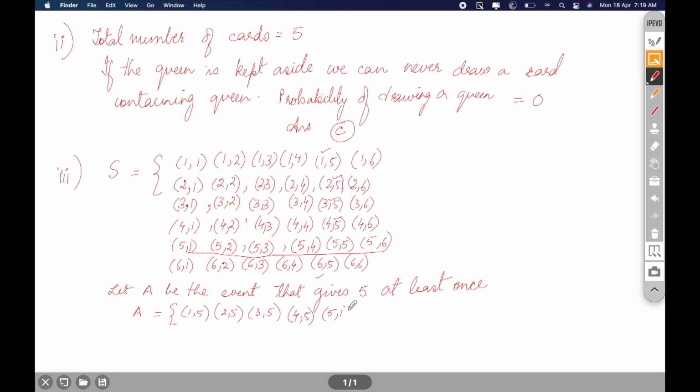Then comes 5,1; 5,2; 5,3; 5,4; 5,5; 5,6, and finally here we have 6,5. So how many elements here? 1, 2, 3, 4, 5, 6, 7, 8, 9, 10, 11. So the cardinal number of A is 11, and here the cardinal number of S is 36. So the probability of A is 11 by 36.